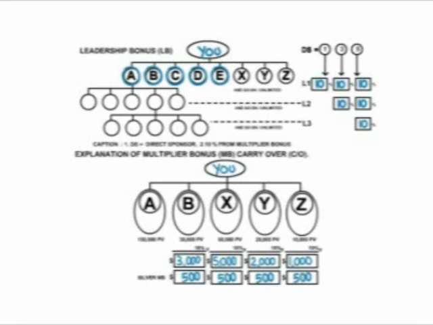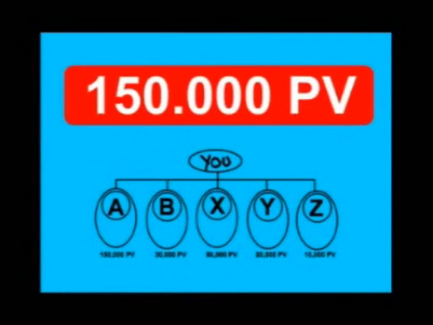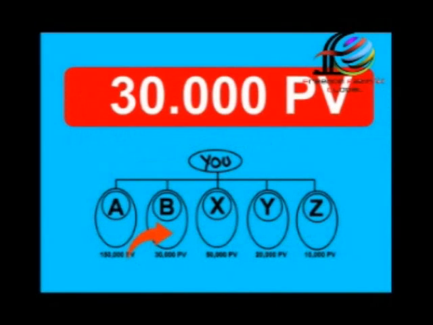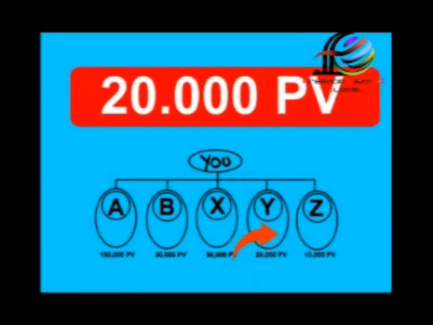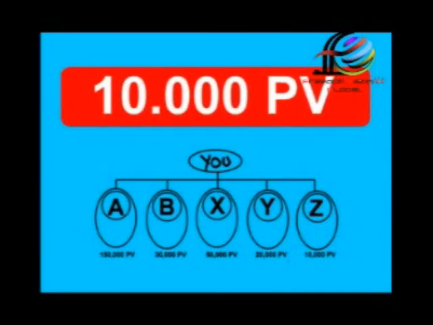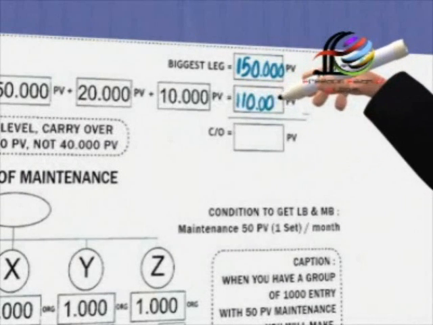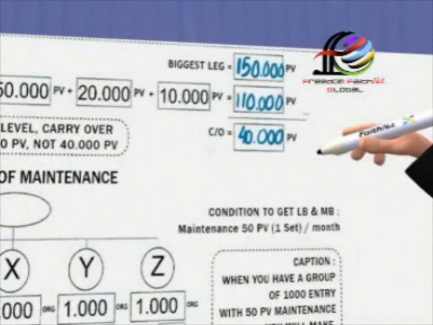The second reason why you should join as Diamond is the carryover. Watch carryover here, where the largest leg is A. What's the total of A? 150,000 PV. The lesser leg is B. If you see from B 30,000 PV, from X 50,000 PV, from Y 20,000 PV, and from Z 10,000 PV, makes the total of 110,000 PV, where after the subtraction you will have a 40,000 PV carryover.